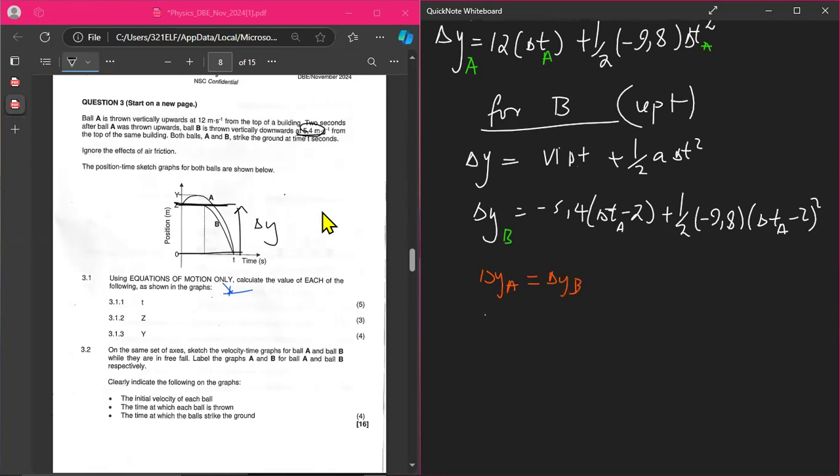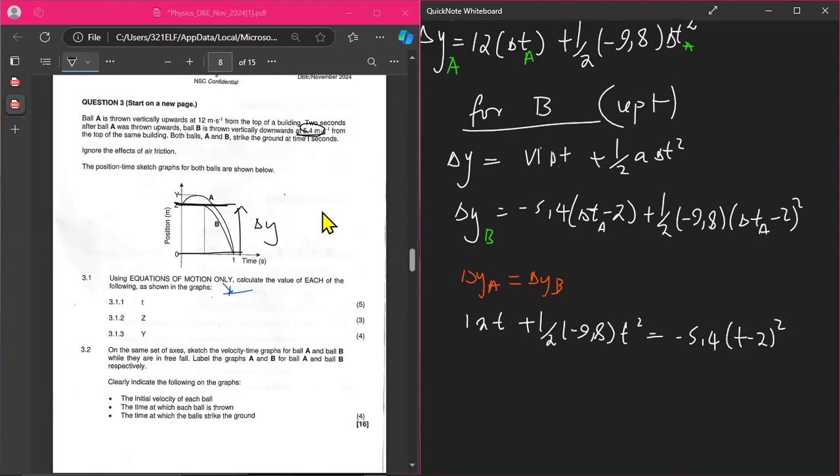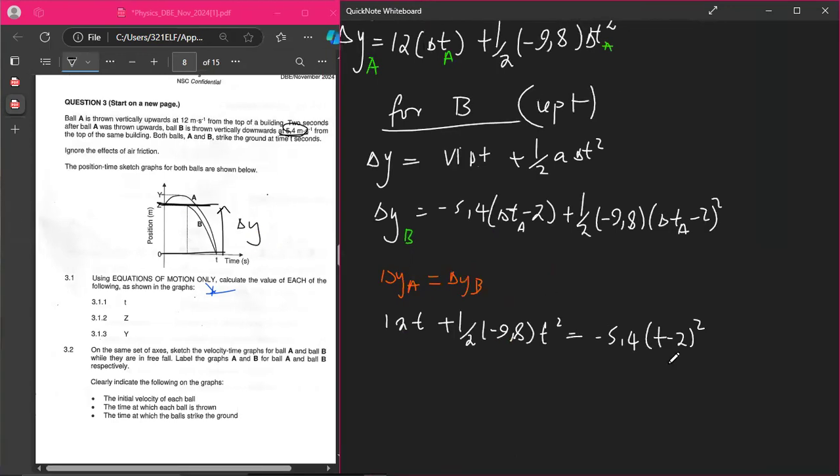Now, finally, I'm going to have 12 times T, plus 1 over 2, times negative 9.8, times T squared, is going to be equal to negative 5.4 times (T minus 2), plus 1 over 2, times negative 9.8, times (T minus 2) all squared. Let me try to increase some space there.